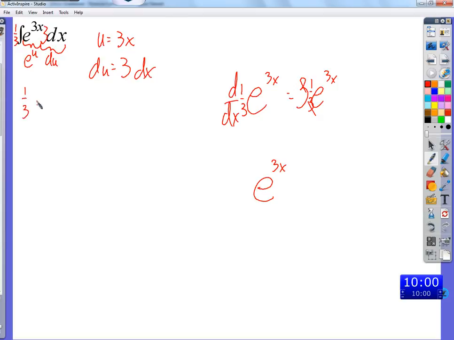So we got 1/3 times the antiderivative of e to the u du. Now that we have the same thing here, e to the u du, then the antiderivative of that is e to the u. So 1/3 e to the u, which is e to the 3x, plus C. If you're ever wondering if this is the antiderivative, take the derivative of it and see if you wind up with that. And if you don't, but you're close, then try and fix it. Maybe the constant multiple doesn't count.